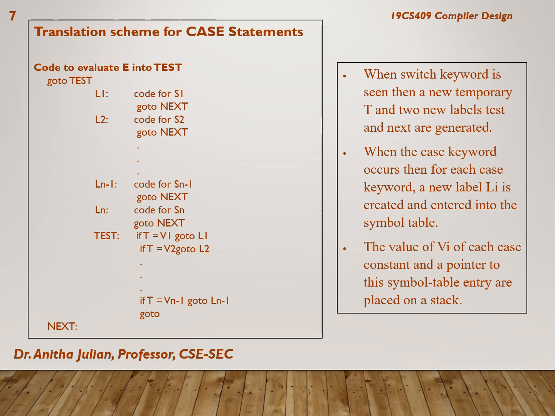Initially I will go to the test. In the test condition, I will check the value that I am getting in the case statement. If it is V1, I will go to L1 label. If it is V2, I will go to L2, and so on. And once I finish the code, I have to come to the remaining part of the program. That will be the next value. So this is the way I write my case statement SDT.